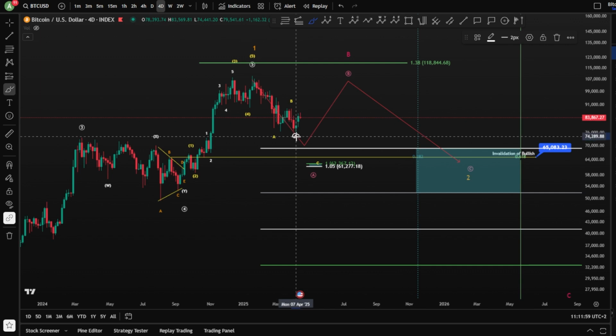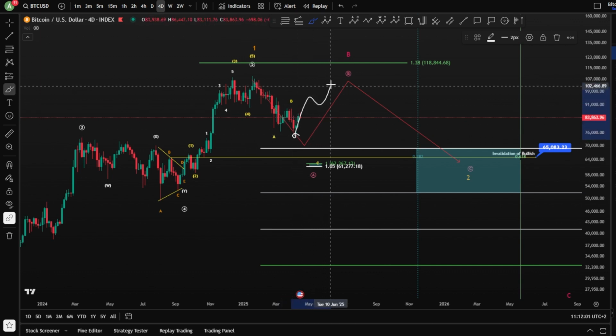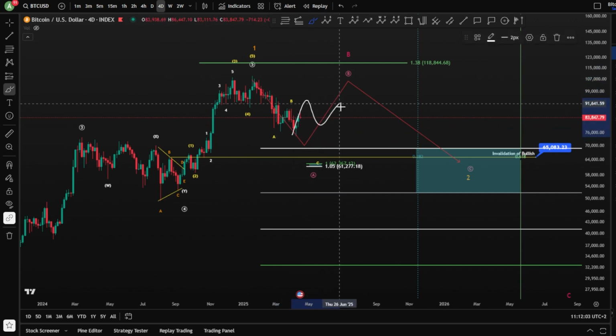If we start, of course, a wave B from here, it can be a zigzag, it can be a flat as well, and it can be a triangle, or it can be W, X, and a Y, of course, as triple structures that are connected in between, of course, with an X.